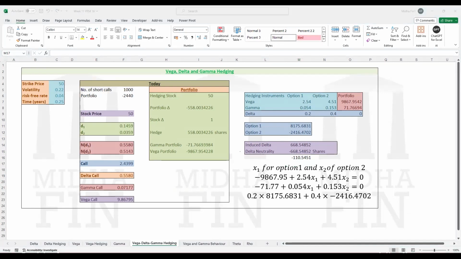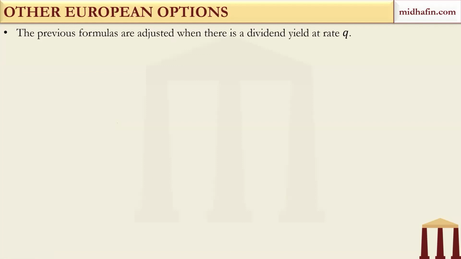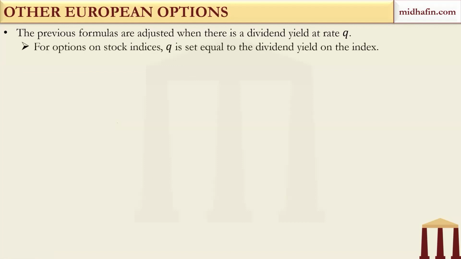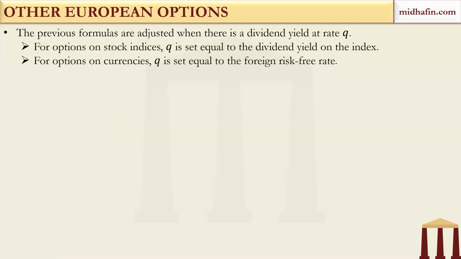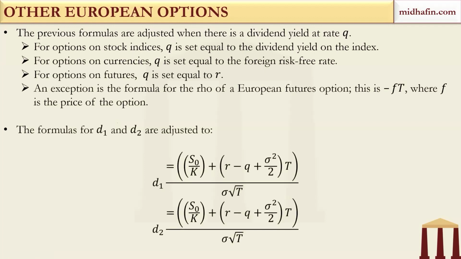So delta vega gamma is done. Other European options, if the rate is Q, there can be for stock indices, currencies, and futures. We have been doing it in the last two chapters. If it is indices, we just subtract Q. Options, Q is replaced with the foreign risk-free rate. Futures, Q is equal to R. You just need to remember these things and then manipulate the formula.